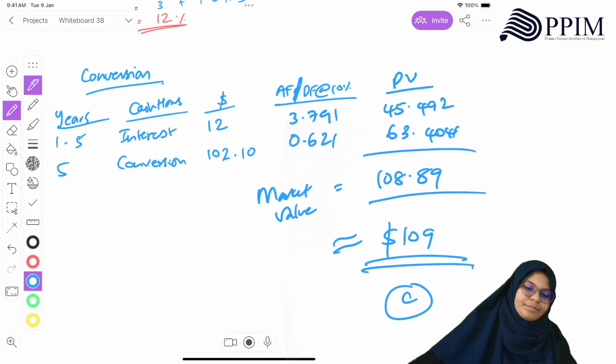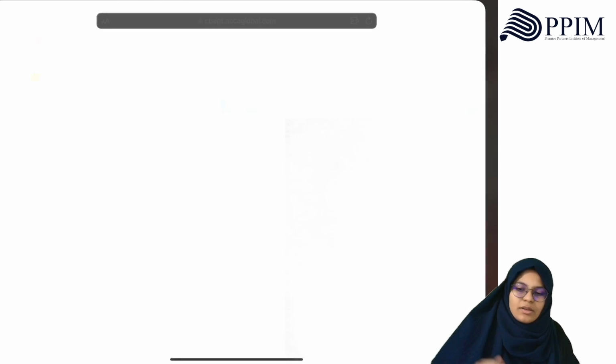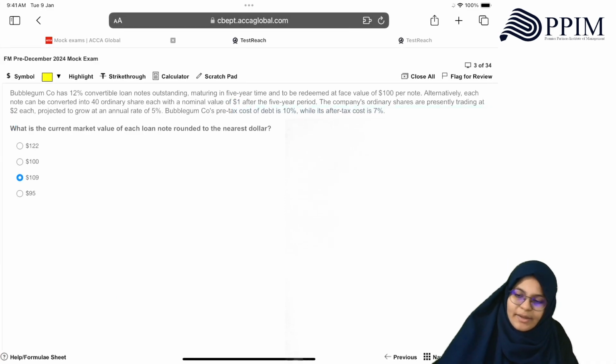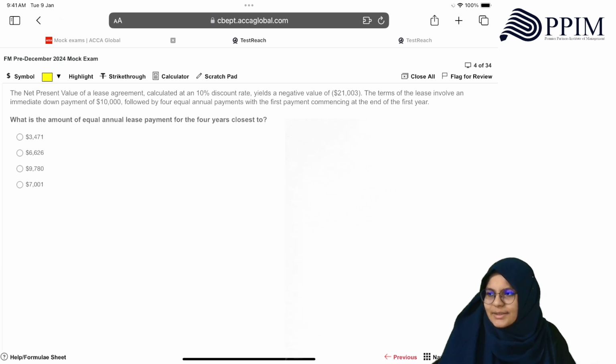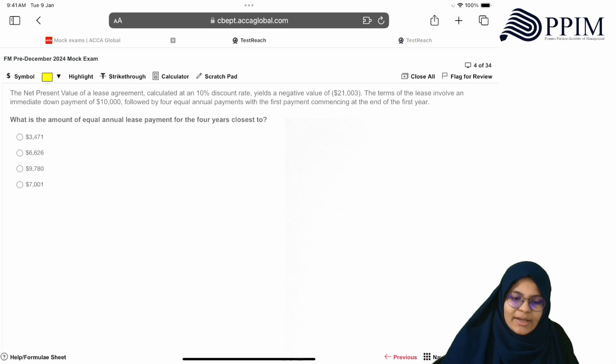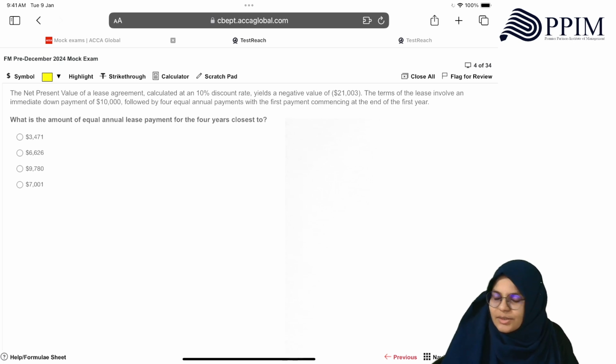Right. So let's look at the next one. It's 109. Okay. Then they're saying here, what is the amount of equal annual lease payment for 4 years closest to? So they're talking about a lease. The net present value of a lease agreement calculated at a 10% discount rate yields a negative value of $21,003. Okay. If you are going to get the present value of the lease payment, it's going to be $21,003.